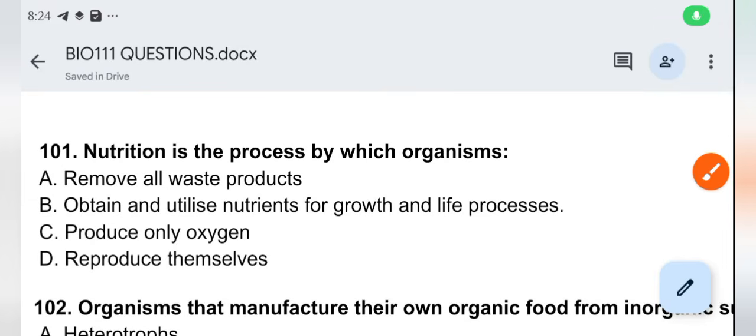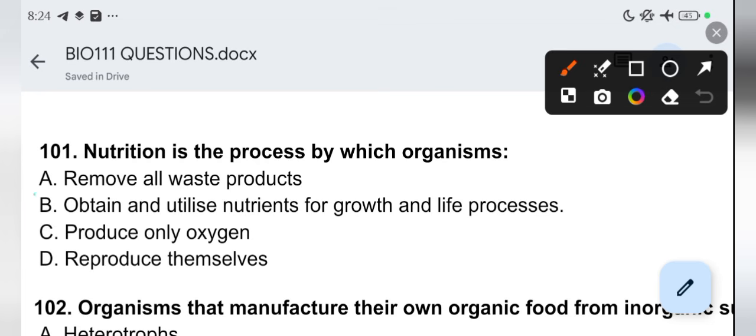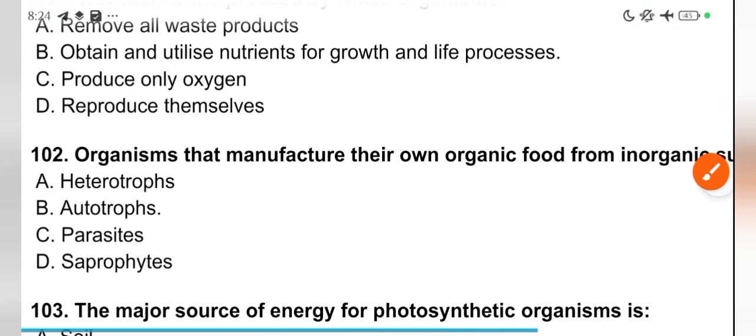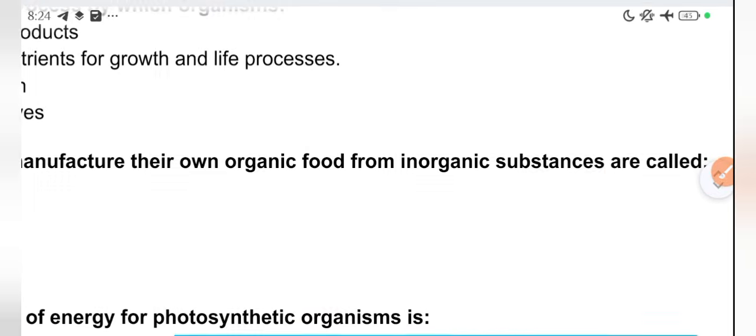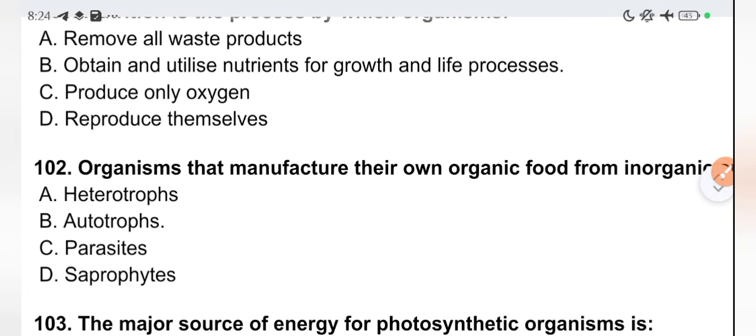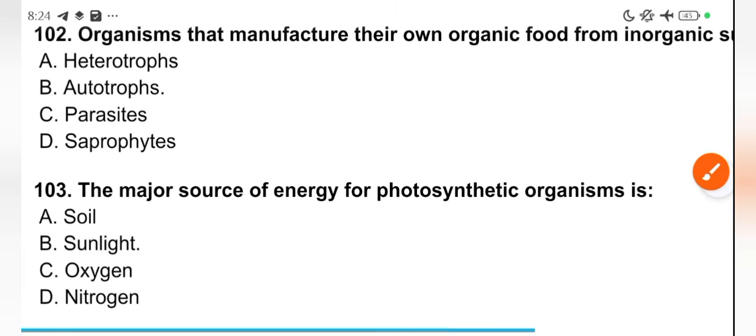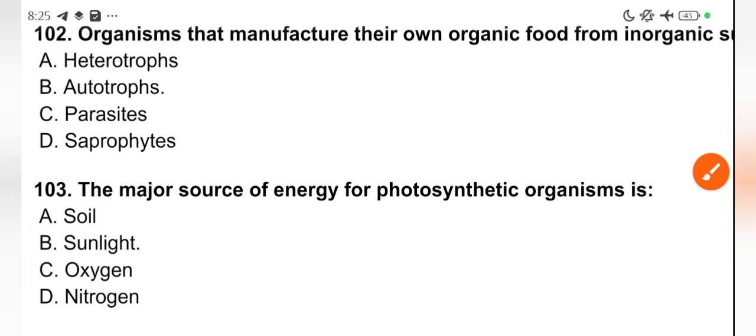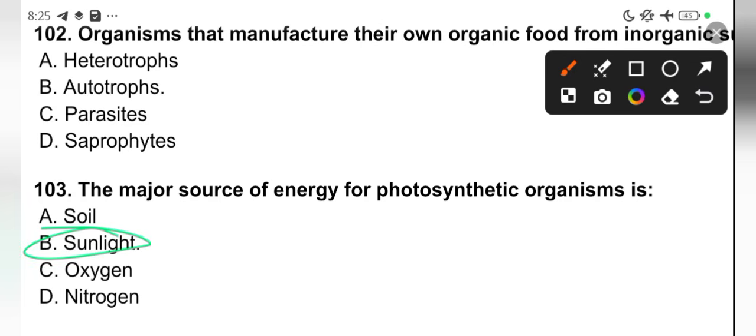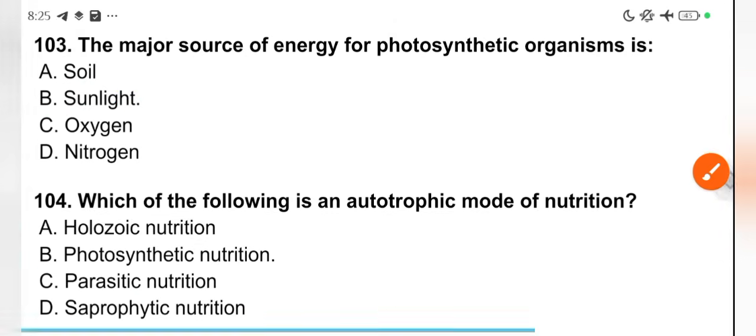Nutrition is the process by which organisms, of course, obtain and utilize nutrients for growth and life processes. Moving on, organisms that manufacture their own organic food from inorganic substances are called autotrophs. Autotrophs. All right. Moving on, the major source of energy for photosynthetic organisms is sunlight. That is where they derive their energy from.